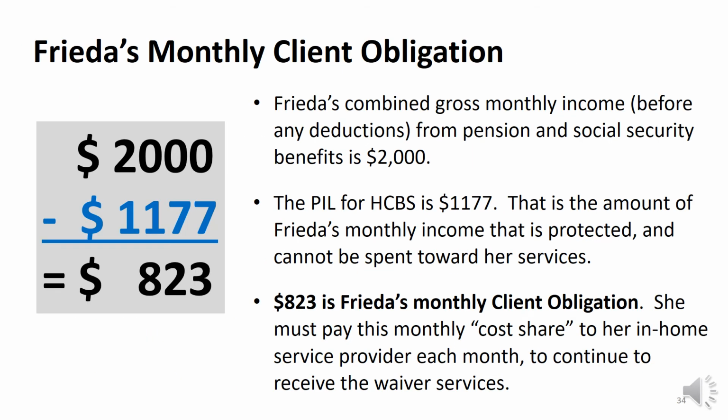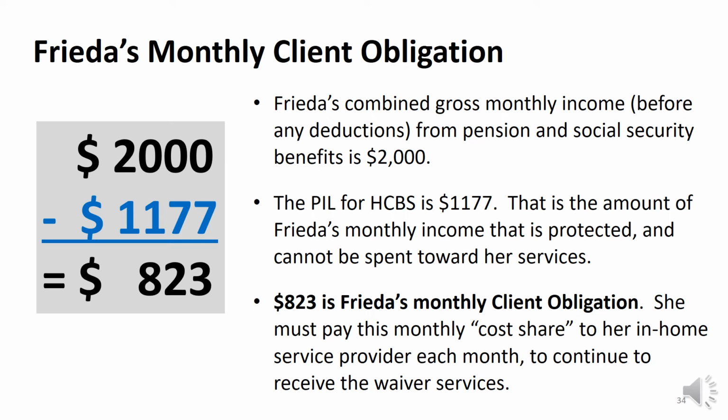Let's look at an example. Frida's monthly client obligation. Frida's combined gross monthly income before any deductions from pension and Social Security benefits is $2,000. The protected income level for HCBS is $1,177. That is the amount of Frida's monthly income that is protected and cannot be spent toward her services.